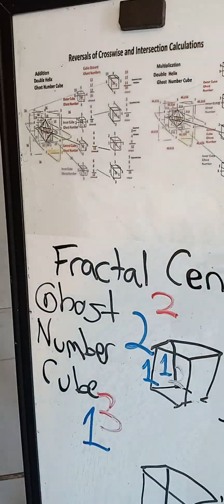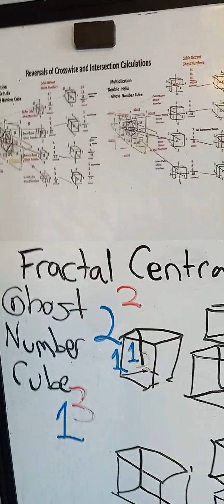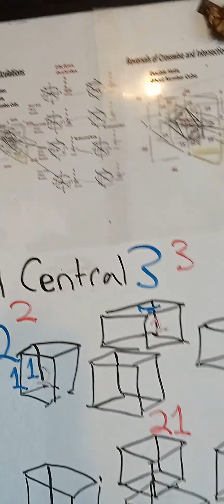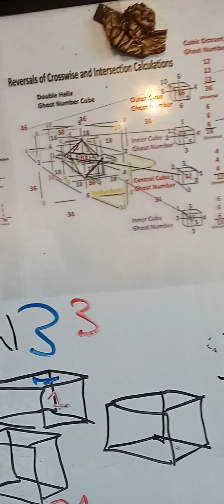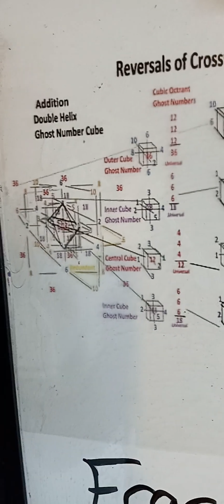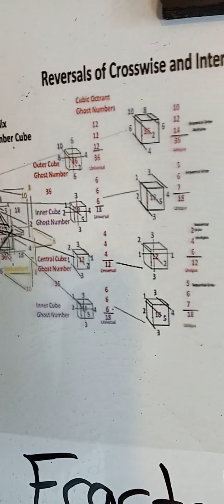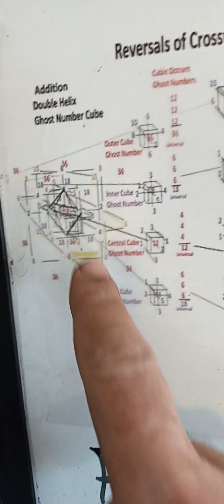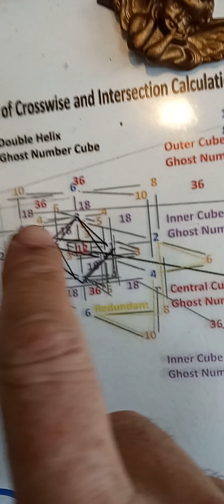This is another area of research that I'm on the cusp of. I'm just beginning to understand or put together. These are cubic octants. This is an addition, double helix, ghost number cube, the cubic octants on the spatial diagonals. This is just one spatial diagonal. This is a better picture, I guess. Double helix, ghost number cube.